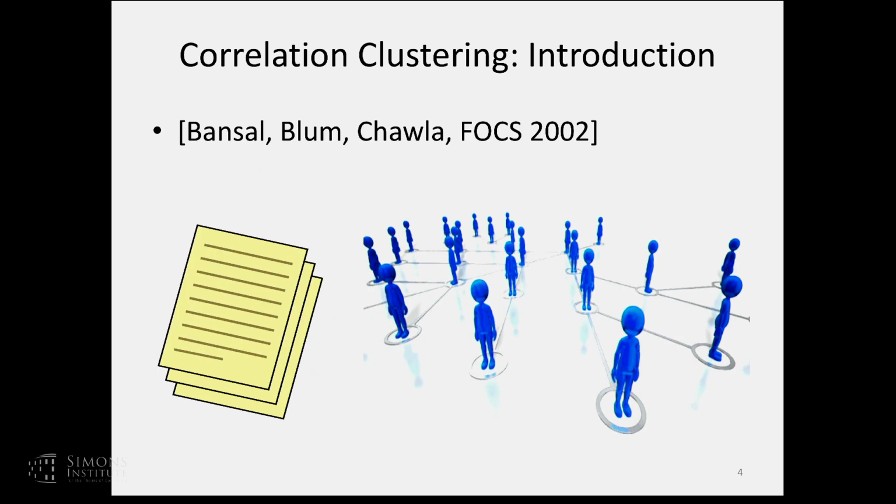This very nice question was introduced by Bansal, Blum, and Chawla in 2002. So it's been a while now, 15 years, and they were interested in some applications in machine learning where you have, let's say, a bunch of entities that are referred to in documents. You'd like to be able to cluster them, figure out which entities are really the same person, the same entity. But the input to the problem comes from a machine learning classifier that gives you judgments about whether or not it thinks two things are similar or not.